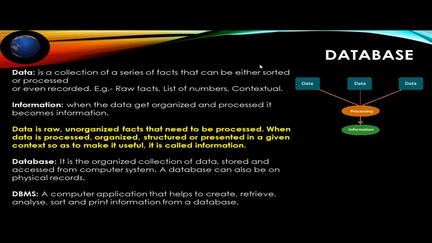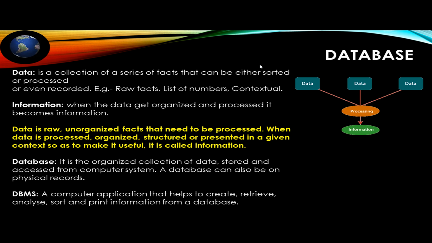This is called information. When you process it and arrange it, the data is a raw thing, unorganized facts that need to be processed. When the data is processed and organized, structured, or presented in a given context so as to make it useful, it's called information. Okay, so information is where anyone, if you show me or any of your friends, they will understand what things are available. That is the organized form of data, which is information for some specific purpose.